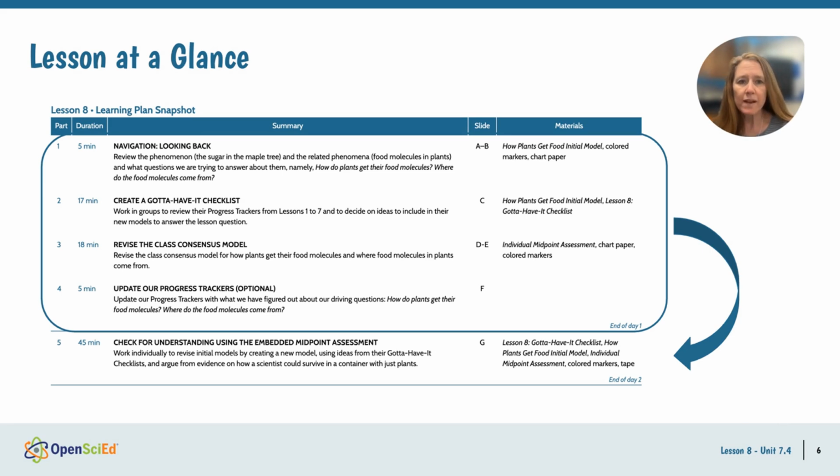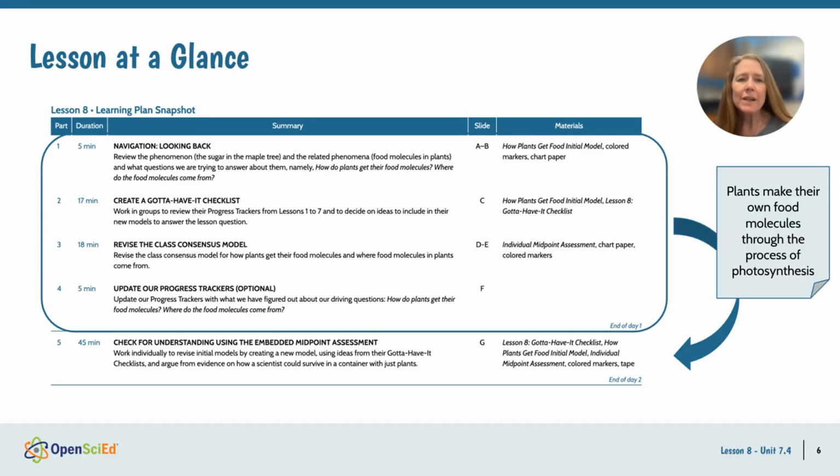In this 2-day lesson, on the first day, we start by thinking back to our initial phenomenon with the sugar in the maple tree and all of the food molecules that we saw were in plants. We make a Gotta Have It checklist of the key ideas we figured out so far in lessons 1 through 7, and then revise our class consensus model. We're showing with specific detail and supporting evidence that plants make their own food molecules through this process. This work on day 1 helps to set the students up for day 2, where they're going to work individually on a midpoint assessment.